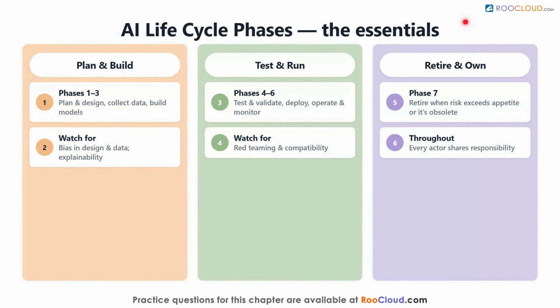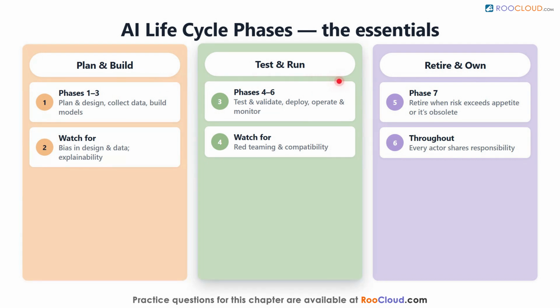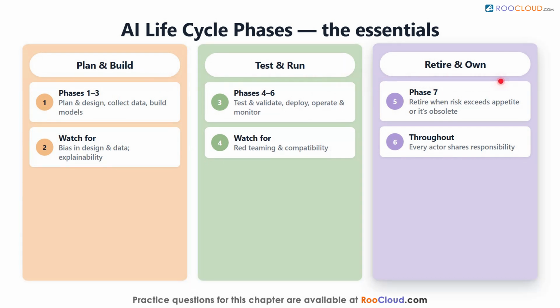Let's bring it all together. The AI lifecycle moves through 7 phases: plan and design, collect and process data, build or adapt models, test and validate, deploy, operate and monitor, and retire. Each carries its own risk, from bias in design and data, through explainability and red teaming in build and test, to compatibility in deployment and obsolescence at retirement. And throughout, every actor shares responsibility for a trustworthy, fit-for-purpose system.